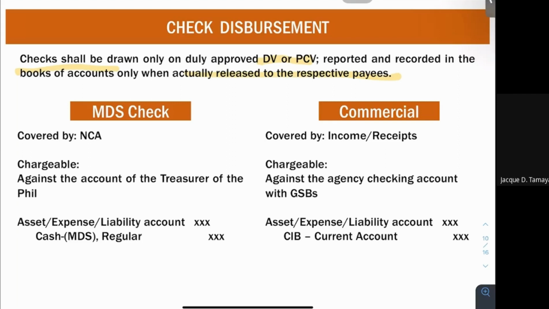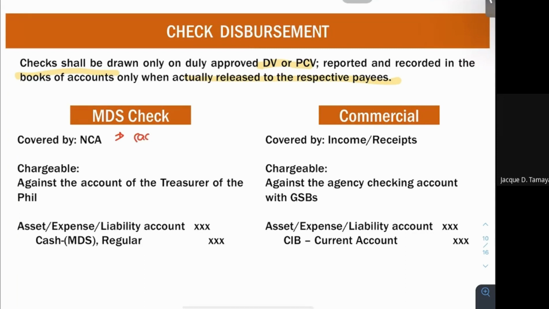So let's first discuss your MDS check. Your MDS check is covered by your notice of cash allocation. If you still remember, when we talk about notice of cash allocation, this is the authorization issued by your DBM to the government agency to withdraw cash from the National Treasury. Okay? So if you still remember, what is the entry on your NCA? Cash, MDS, and then we credit subsidy from national government. So the fund from which we draw the check comes from your notice of cash allocation. Okay? That is your MDS check.